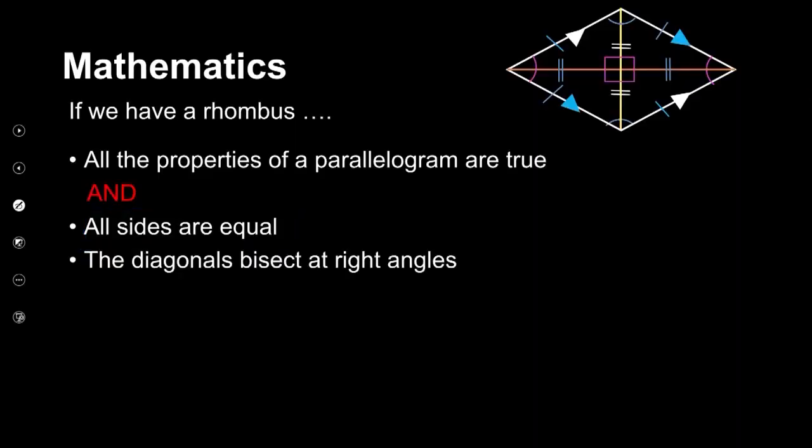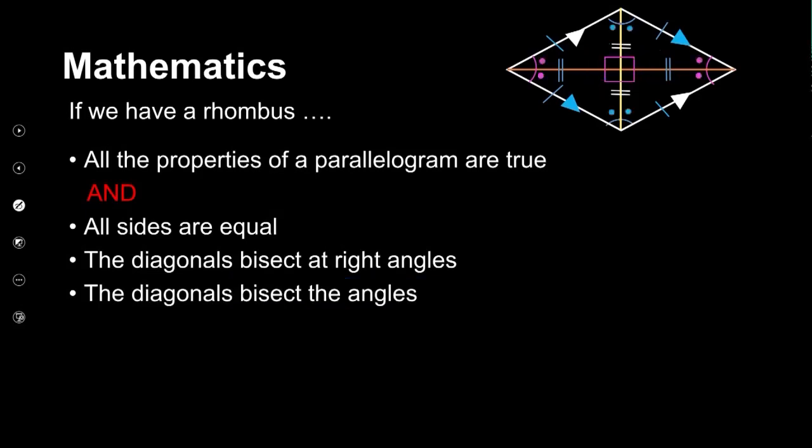Now, another property is that the diagonals bisect each other at right angles. So they don't just bisect each other, but they bisect each other making 90-degree angles. That's one very special property. And then the diagonals bisect the angles. The diagonal will bisect the angles on either side of the diagonal, making this angle equal to that angle, and this angle equal to that angle.